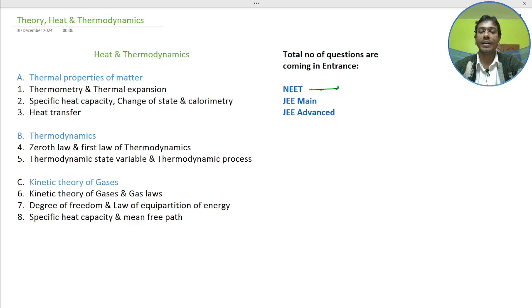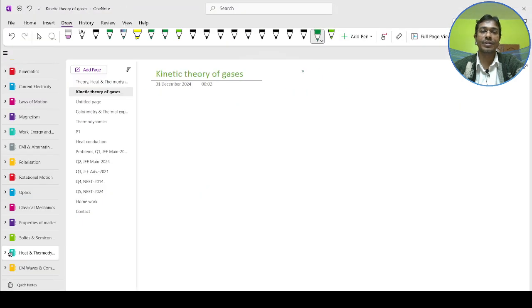The number of questions coming in the NEET exam is 3 or 4, so this is a main topic. In JEE Main and JEE Advanced, 4 or 5 questions come from this chapter. So this is a very important and unique topic in your NEET and JEE Main physics. Let's get started. First of all, we discuss the kinetic theory of gases. We draw a line on the board for better understanding and clarity.